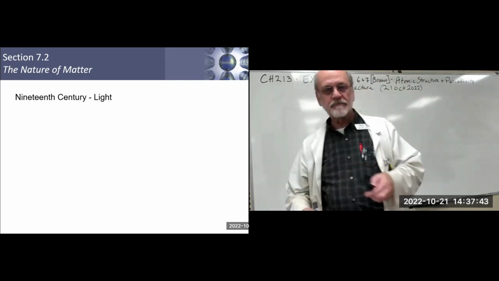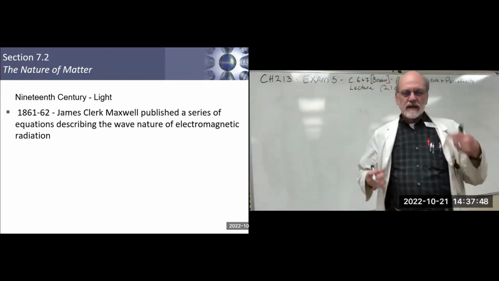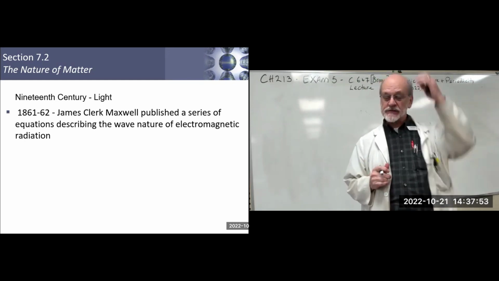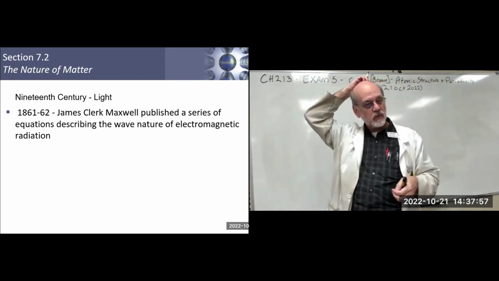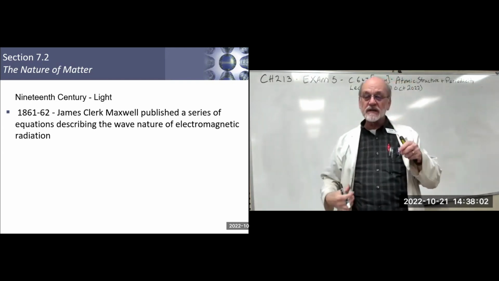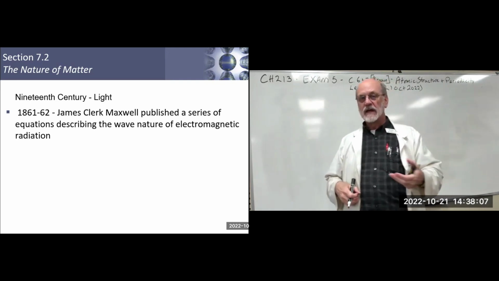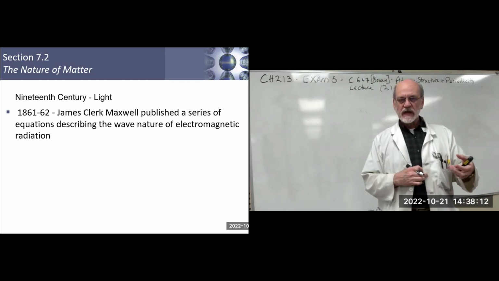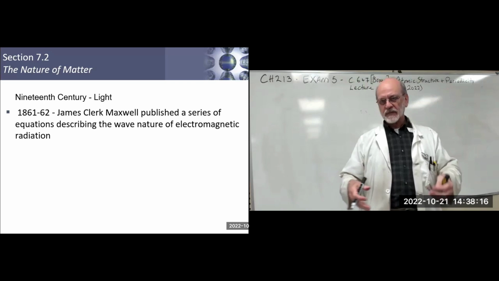All right. In the middle of the 19th century, there was an effort by many scientists, and one finally came up with a solution. His name was James Clerk Maxwell. And what Maxwell did was he treated light as a wave, which was the common understanding for light at the time. And he developed a series of equations that completely described light and its behavior.